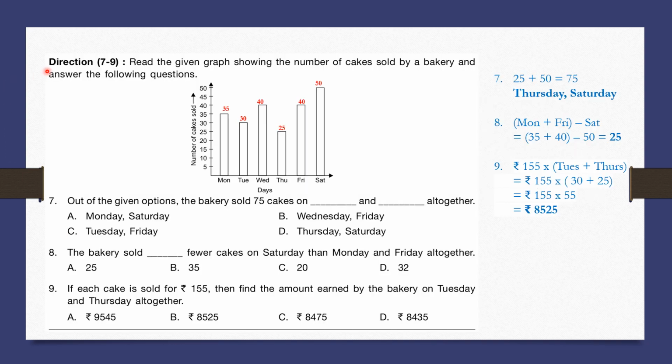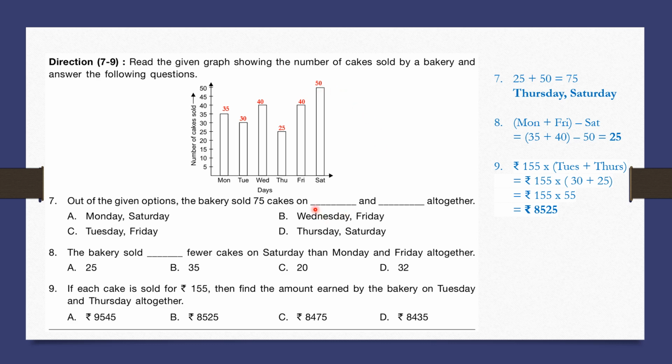Direction for question number 7 to 9. Read the given graph showing the number of cakes sold by a bakery and answer the following questions. Let's see question number 7. Out of the given options, the bakery sold 75 cakes on blank and blank altogether. So first let's see how many cakes were sold every day. Monday 35, Tuesday 30, Wednesday 40, Thursday 25, Friday 40 and Saturday 50.